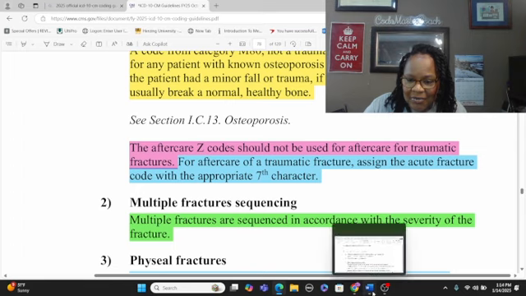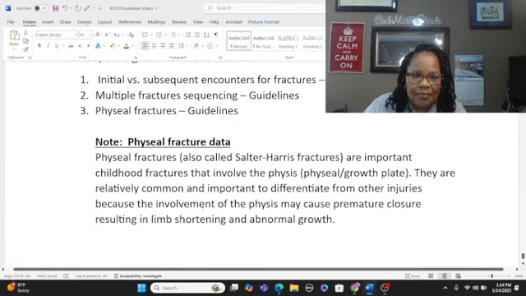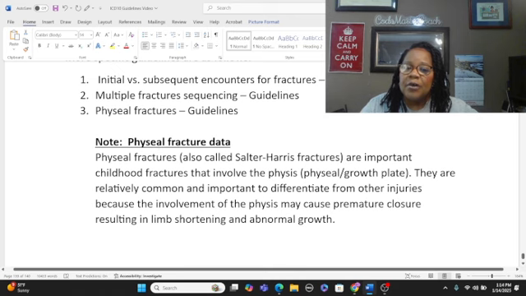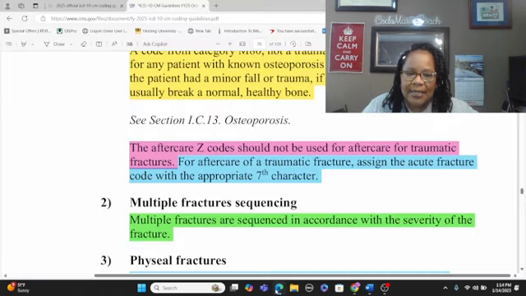All right, let's see if we got everything for number 1. Yeah, I just put a note here. We're going to talk about physeal fracture data, so let's go there first on the guidelines.